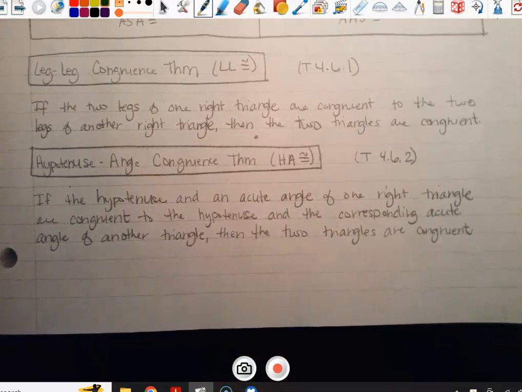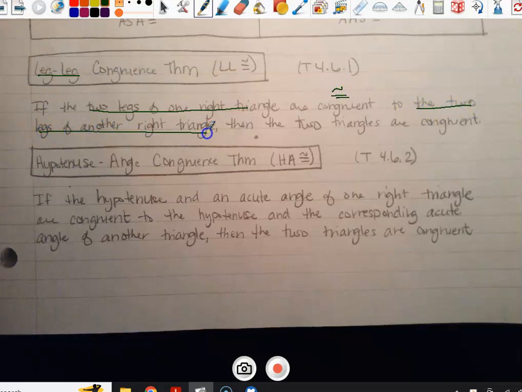Okay, so that leg congruence theorem, or the LL theorem: if two legs of one right triangle are congruent to the two legs of another right triangle, then the two triangles are congruent. So there's our then statement, right? So we have if and then.